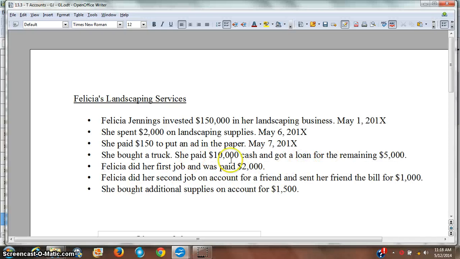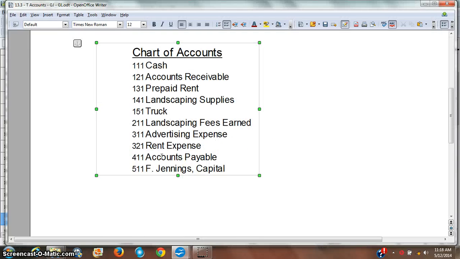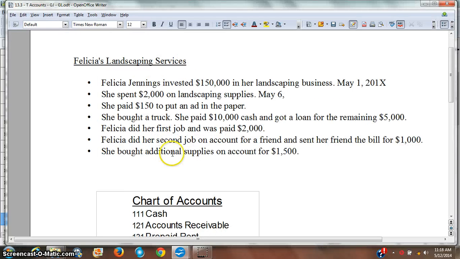So what's next? Felicia Jennings bought a truck. She paid $10,000 cash and got a loan for the remaining $5,000. This one here is a little bit more complicated. I'm going to skip one, actually. No, I didn't. This transaction here is a little bit more complicated.